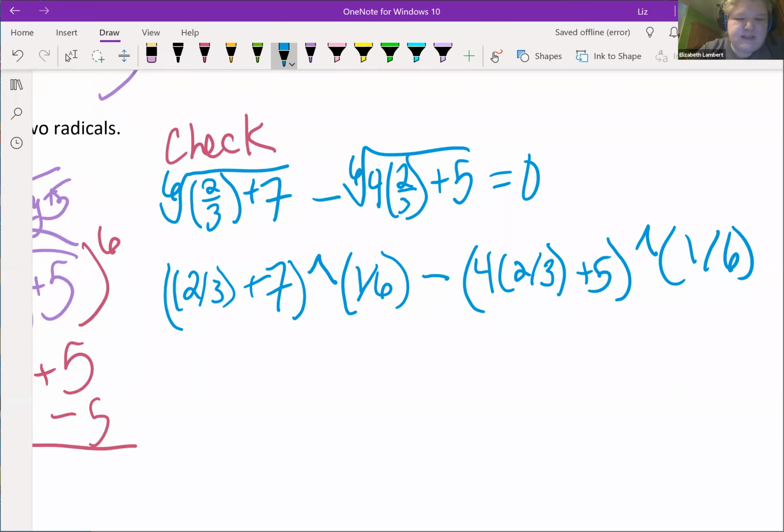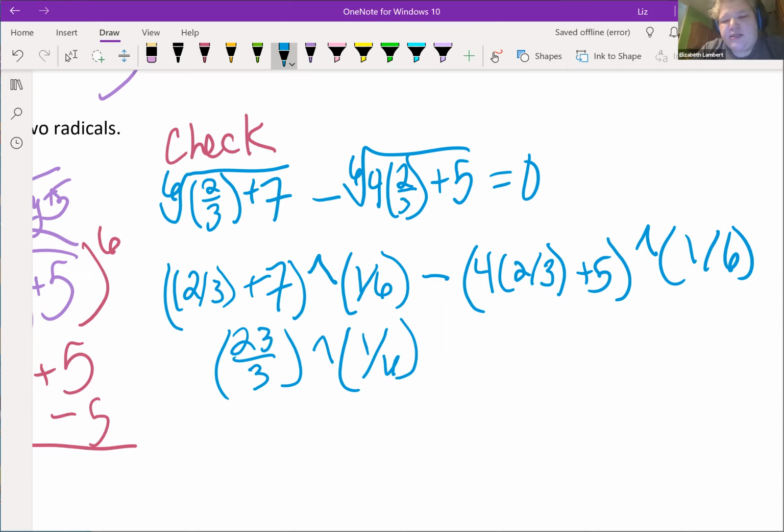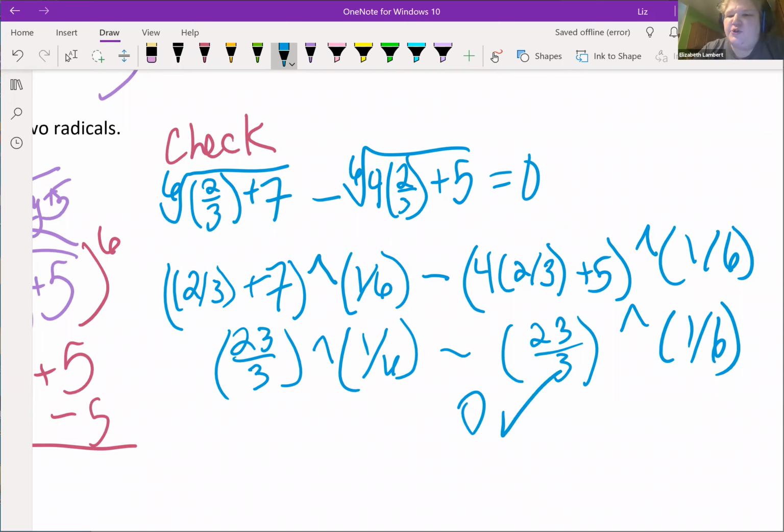So let's see, 7 and 2/3. Let's see, 3 times 7 is 21, 23/3. So that is what's inside the radical. I don't want to actually know what the 6th root of 23/3 is because it's not pretty. But here, this is 8/3 plus 5/3. Sorry, 8/3 plus 5. 5 times 3 is 15. 15 plus 8 is again 23/3. So these are indeed equal. We would get 0. So 2/3 is a viable solution. It's the only one we had, so it is our only solution.